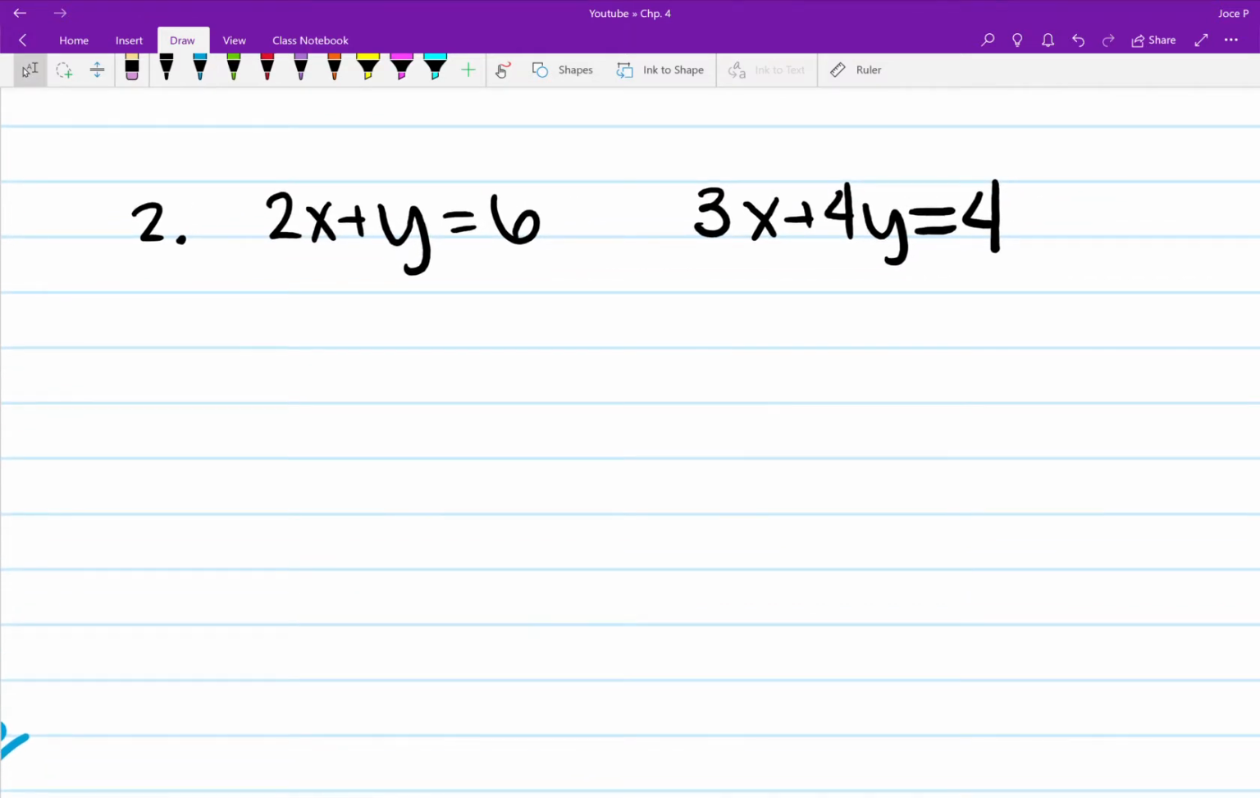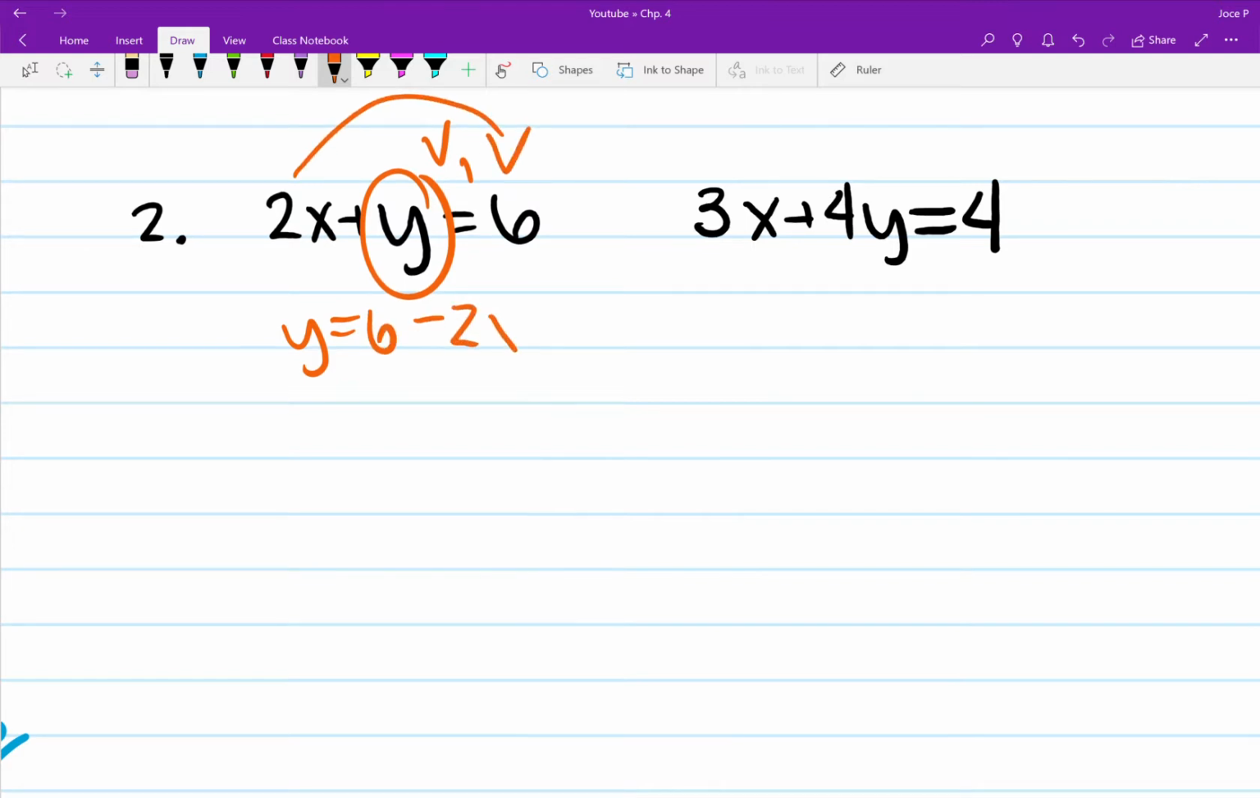2x plus y equals 6, and 3x plus 4y equals 4. I'm going to pick y to be our v1, because we won't have to work with any coefficients here. So let's jump in. We have y equals 6, and we're going to subtract the 2x and put it over on this side: minus 2x.